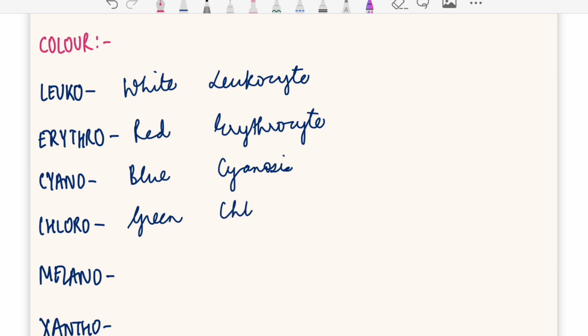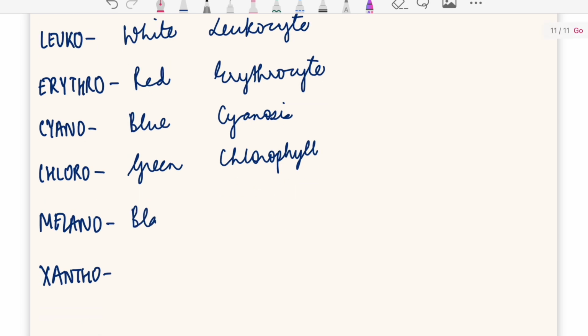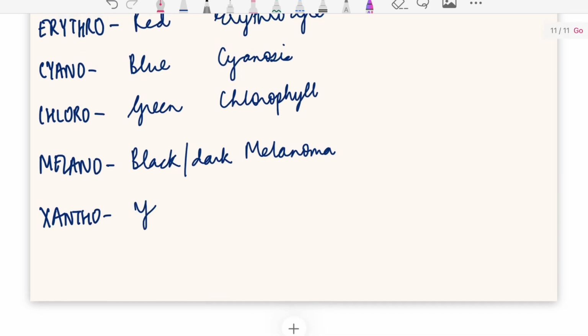Chloro means green. For example, chlorophyll. Chlorophyll is a pigment which is green in color. Melano means black or very dark. Example, melanoma. Melanoma is a condition which is due to a dark pigmented skin tumor. Xantho means yellow. For example, xanthoma. Xanthoma is a yellow cholesterol deposit.